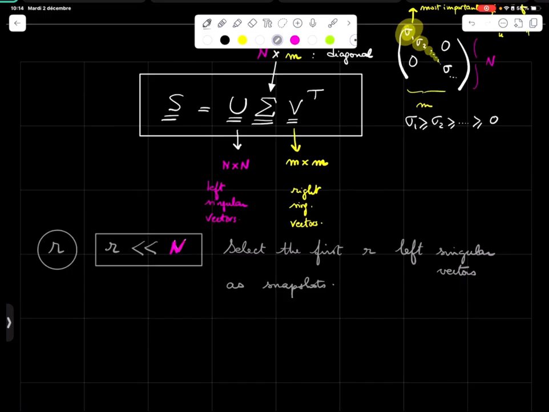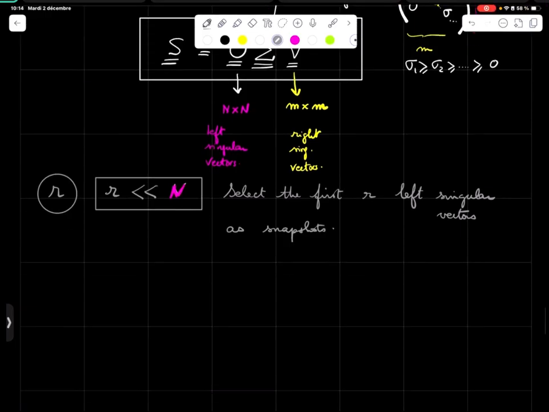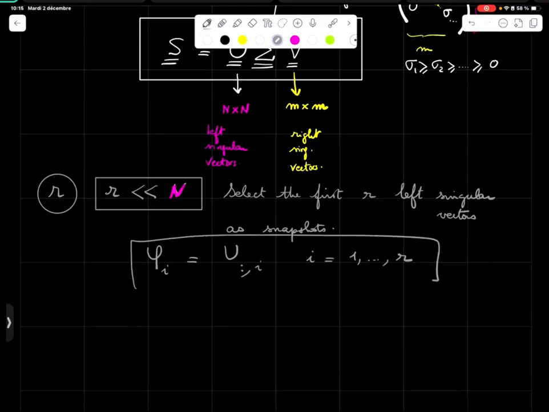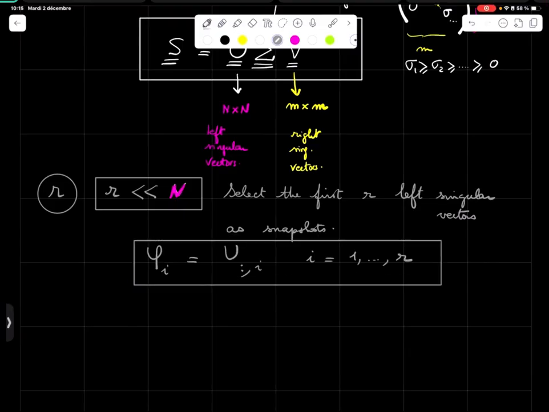Right, so we can write it in some way, it doesn't really matter. We can write it phi_i equals U, the first column being, row being whatever it is, and the column i equals 1 to r. So that's what we choose. And why is that even cool?